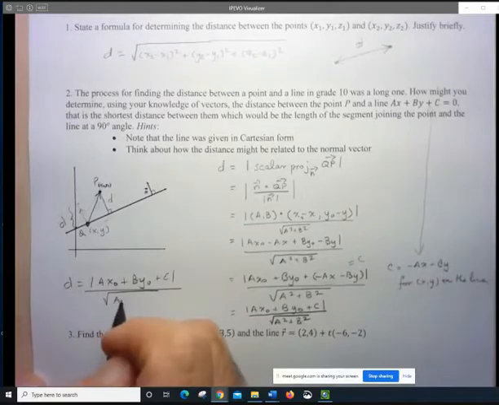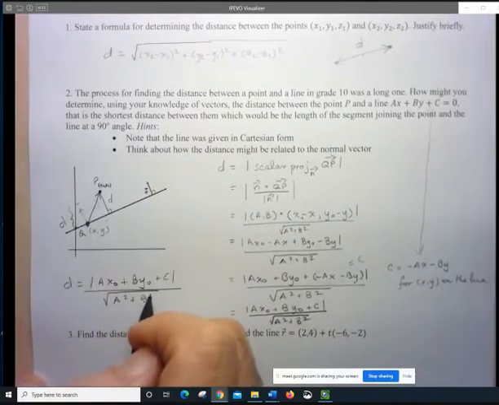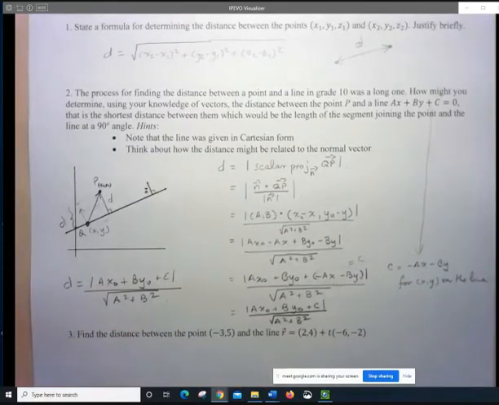all over the magnitude of the direction, the normal vector, okay? And this is about as nice as it comes, folks, in terms of taking something which is a long geometric process and turning it into a very short algebraic process, okay? So we're really starting to see here the power of working with all this stuff algebraically, okay?